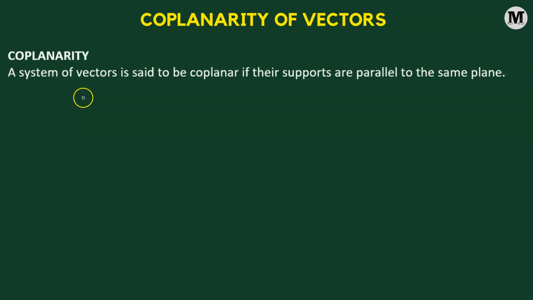So let's discuss coplanarity. Now, a system of vectors is said to be coplanar if the supports are parallel to the same plane. Now that means, let's try to understand this problem.